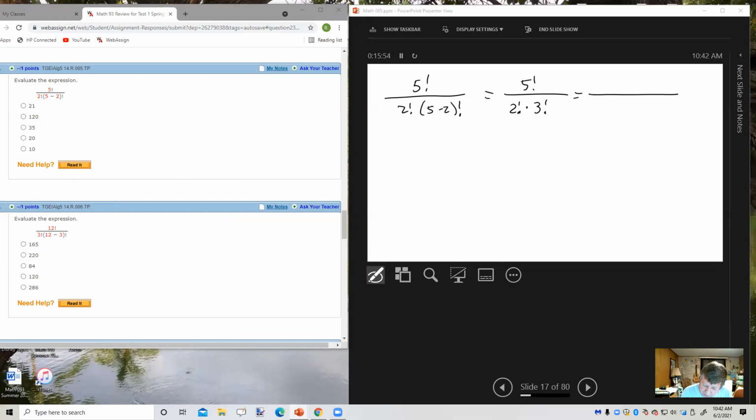So what I can do, I can take 5 factorial and write it as 5 times 4 times 3 factorial. 2 factorial is 2 times 1, and 3 factorial will leave as 3 factorial. I guess I should keep using x's for multiplication. Then I could reduce out the 3 factorials. I could take the 4 over 2 and reduce it to 2 over 1, and I'm left with 10 over 1, or just 10. So the answer is 10.